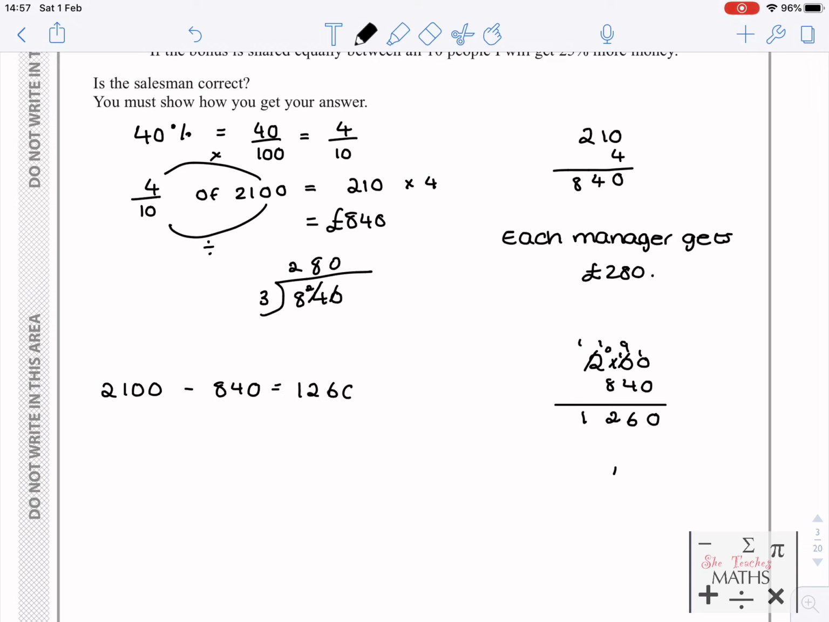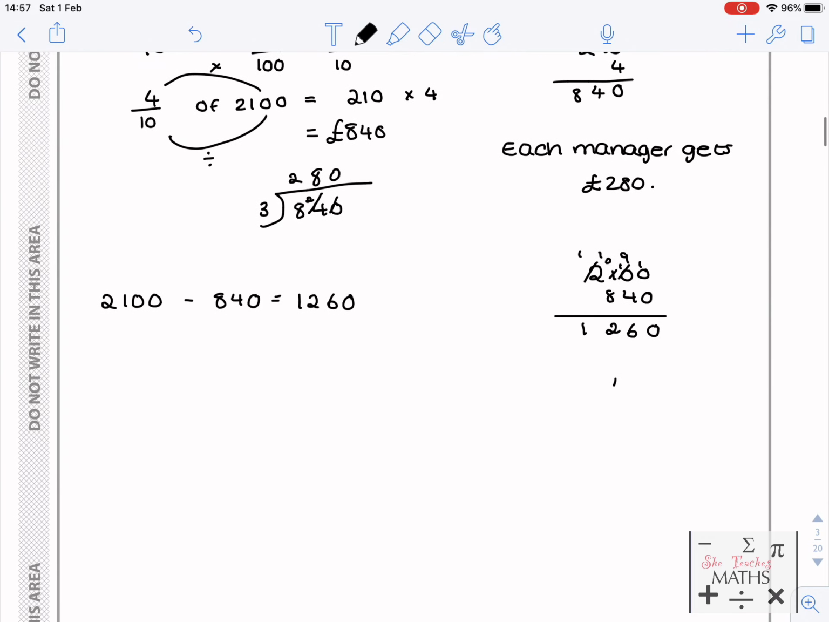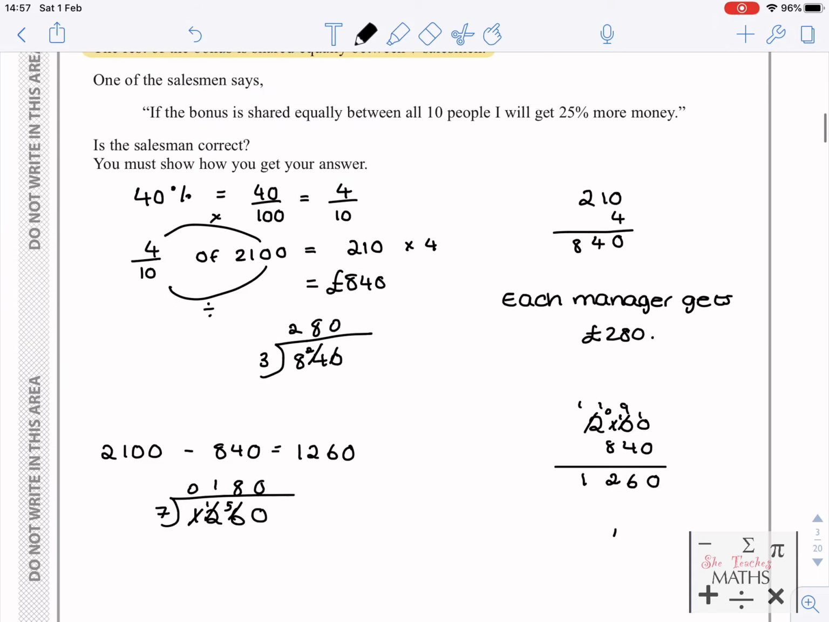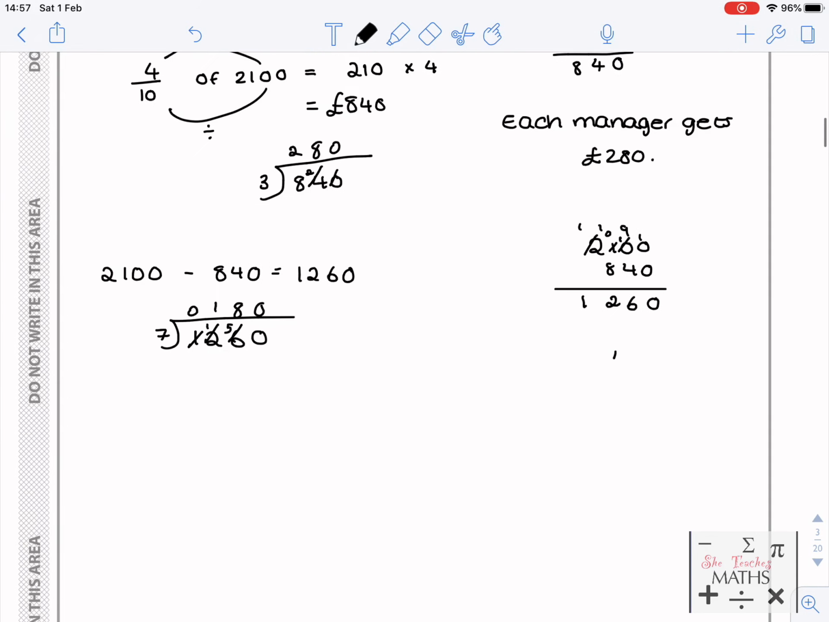So there's £1,260 left. This is shared between 7 salesmen, so we just do the bus stop method again. 1,260 divided by 7. 7 goes into 1 0 times, 7 goes into 12 1 time with 5 left over, 7 goes into 56 8 times, and 7 goes into 0 0 times. So each salesman gets £180.